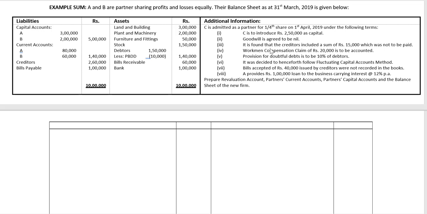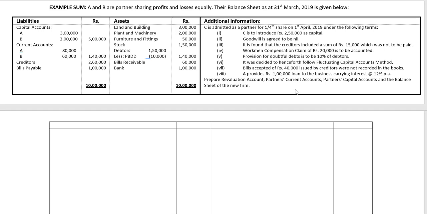Second point, goodwill is agreed to be nil. Third point, it is found that the creditors included a sum of rupees 15,000 which was not to be paid. Fourth point, workmen compensation claim of rupees 20,000 is to be accounted. Fifth point, provision for doubtful debts is to be 10% of debtors. Sixth point, it was decided to henceforth follow fluctuating capital accounts method. Seventh point, bills accepted of rupees 40,000 issued by creditors were not recorded in the books. Eighth and final point, A provides rupees 1 lakh loan to the business carrying interest at 12% per annum.